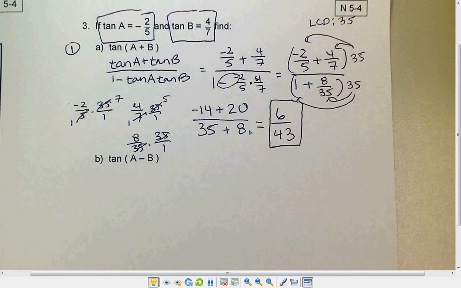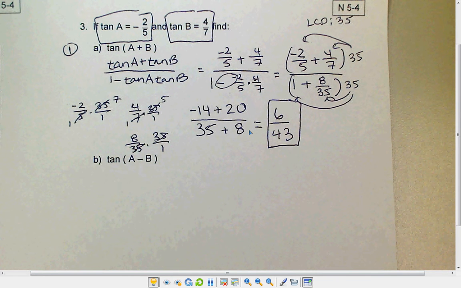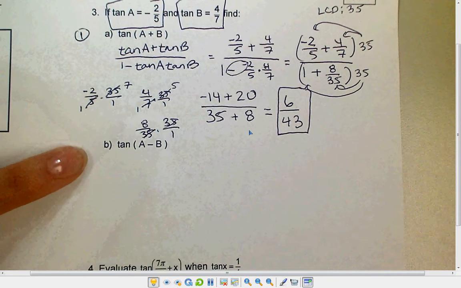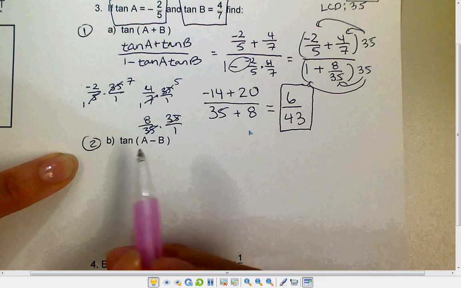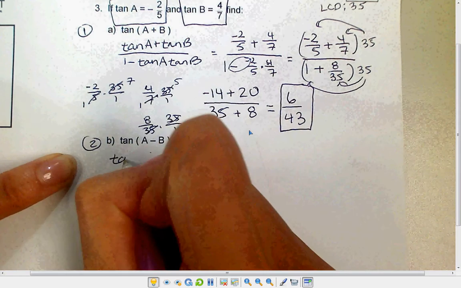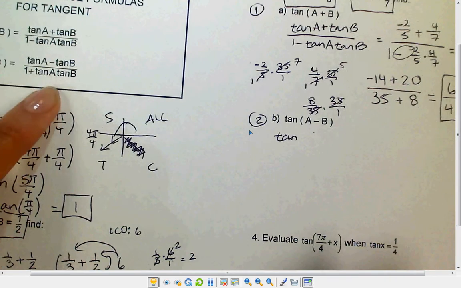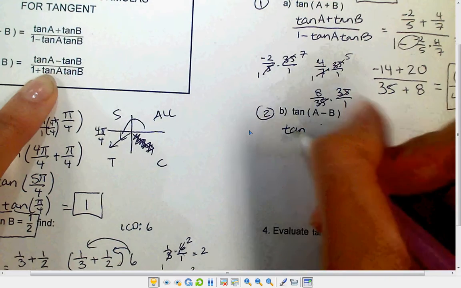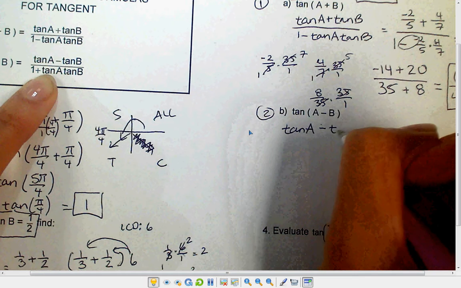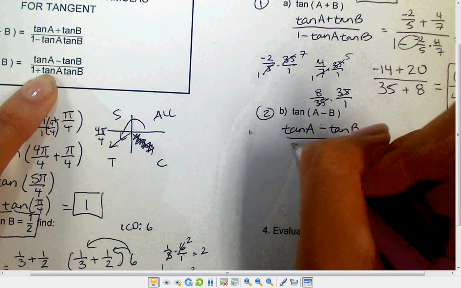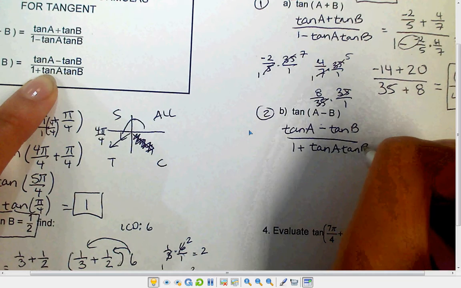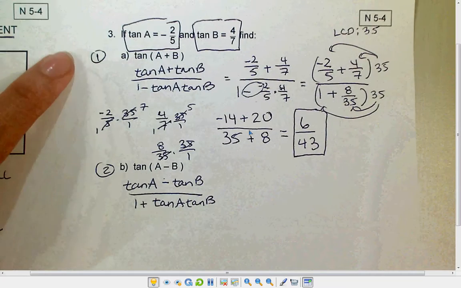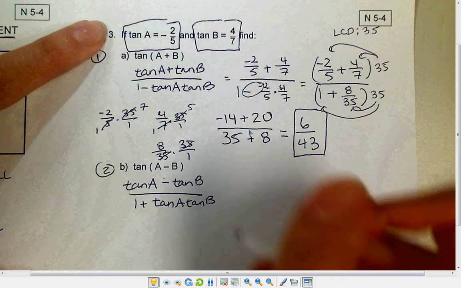Okay. So now we are going to do part B, which is now just using equation number 2 instead of number 1 because it's subtraction. So again, we're using the right side of this equation, which is right here. Tangent A minus tangent B over 1 plus tangent A tangent B. And we're plugging in the same values that we did for part A.